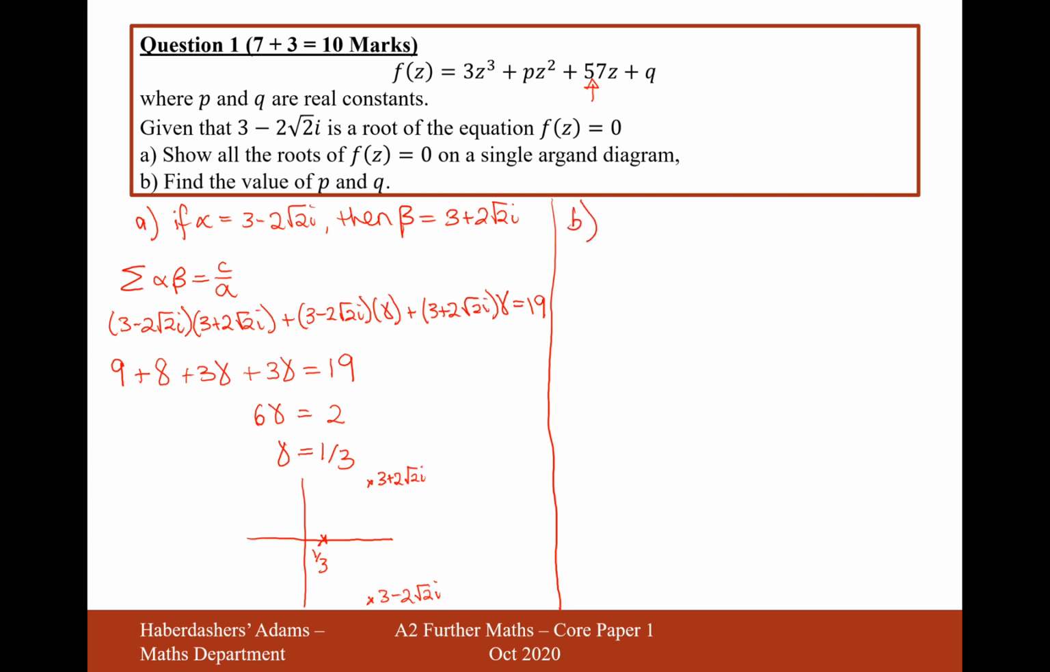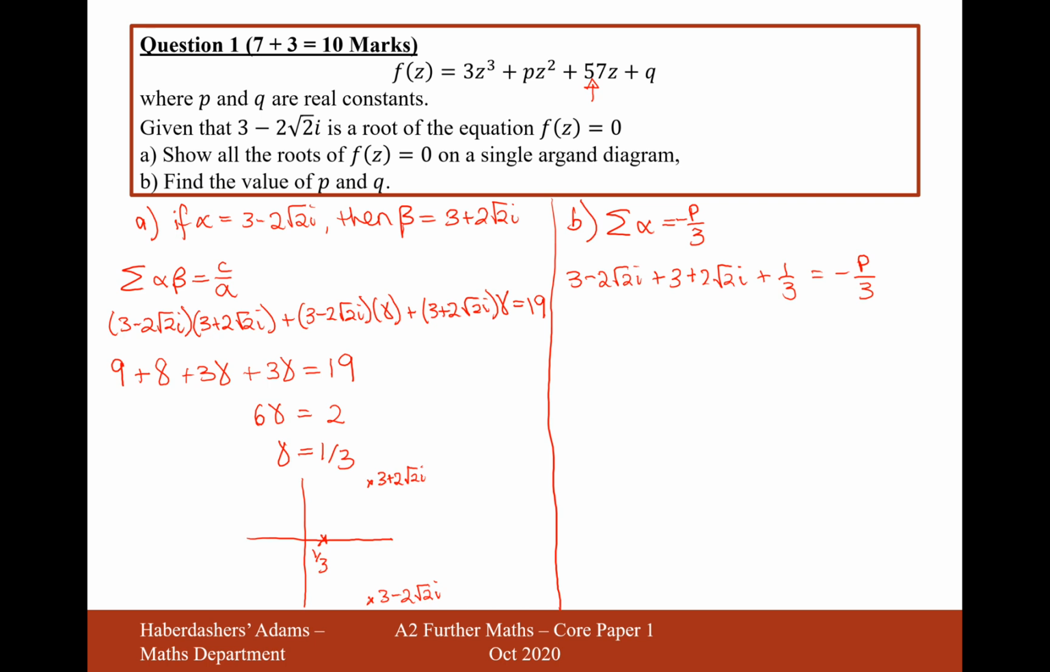Let's now move on to part B, find the value of p and q. Well, I think what I'll do here is, we could do the sum of the singles, couldn't we? So the sum of the singles equals minus p over 3. So that is going to be 3 − 2√2i + 3 + 2√2i + a third equals minus p over 3.